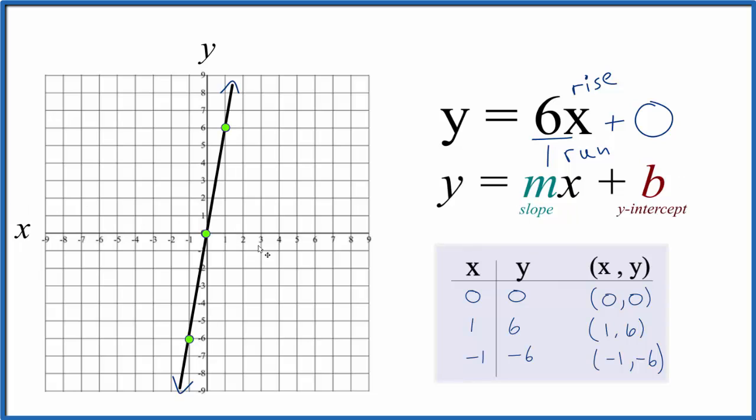So we can see that we did this correctly. We have the correct graph for the linear equation y equals 6x. And we could keep going up and over if we had more graph paper.